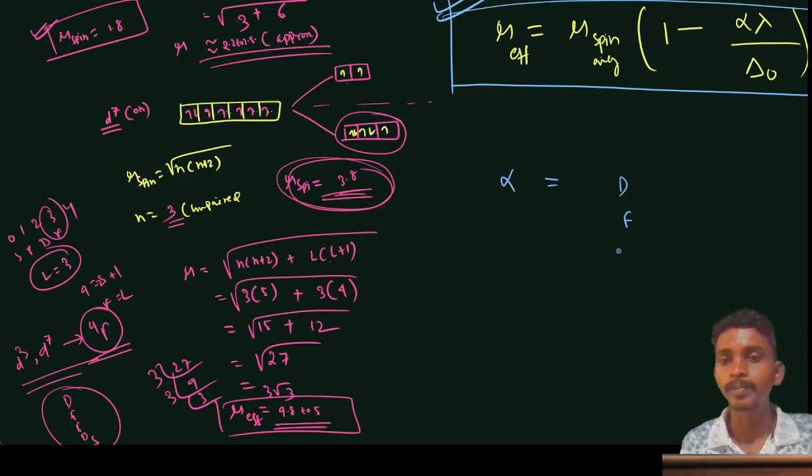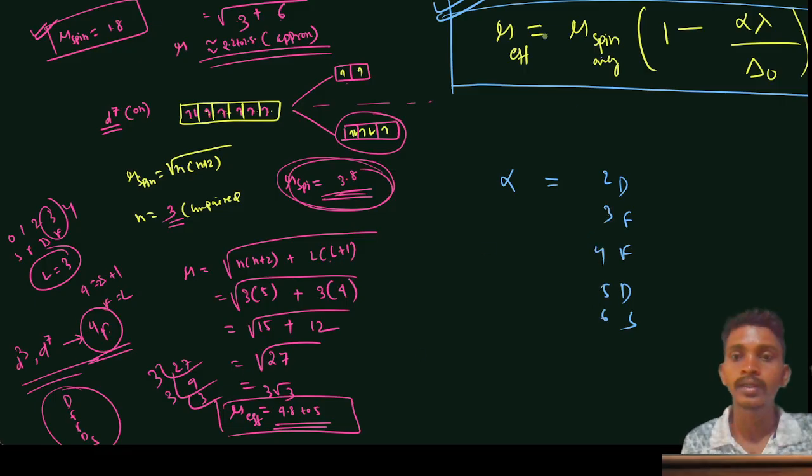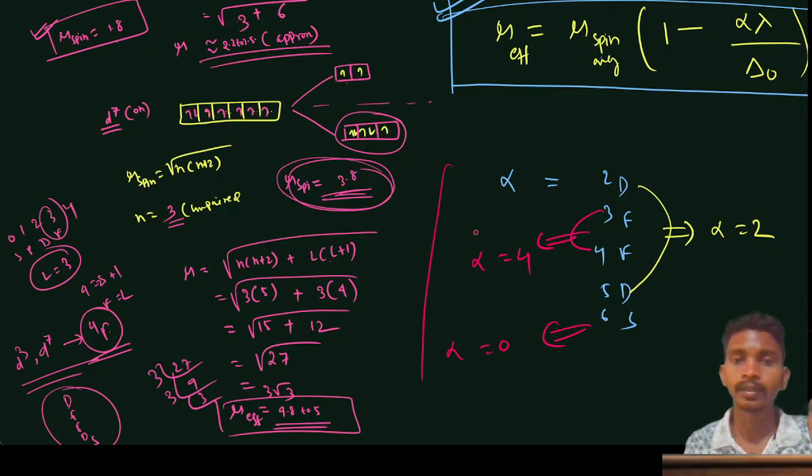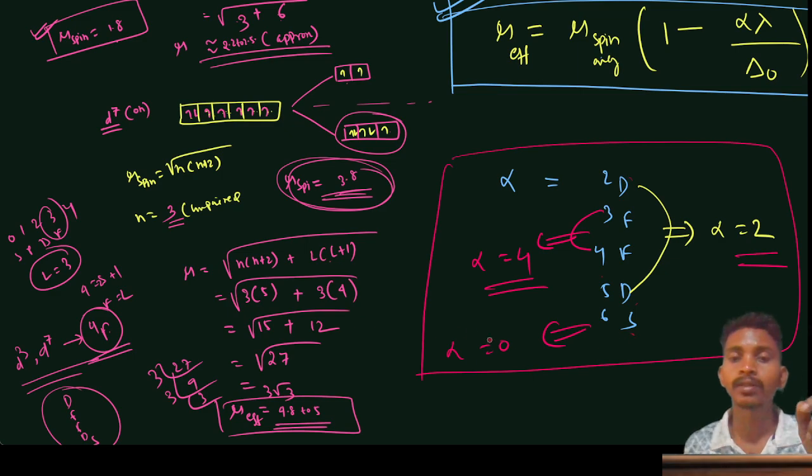we know that d, f, and s. Okay, and this is 2, this is 3, this is 4, this is 5, this is 6, and what we know is that for d and 2d case, the alpha value is 2, and for f case, the alpha value is 4, and for s case, the alpha value is 0. You have to remember that for the d case the alpha value is 2, for the f case the alpha value is 4, and for s the alpha value is 0.